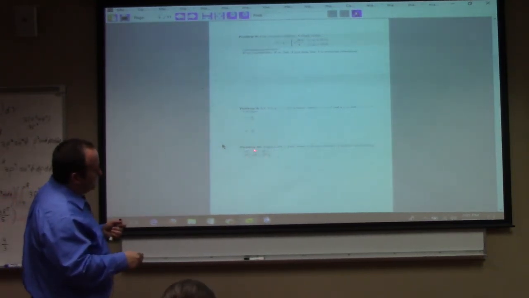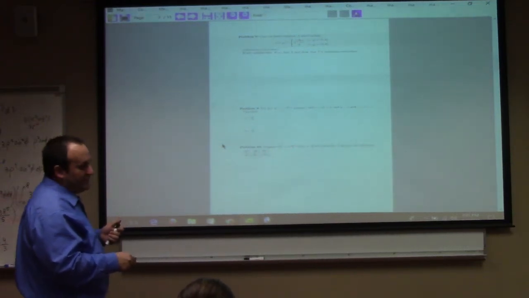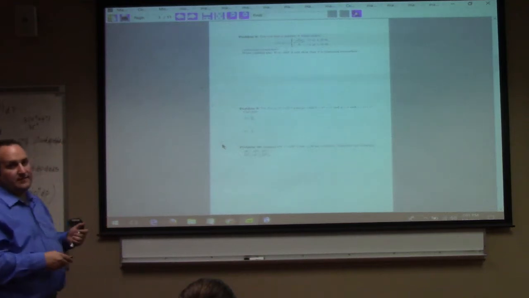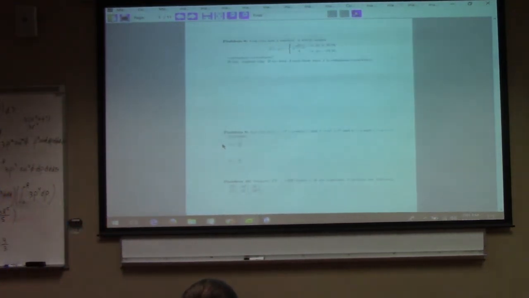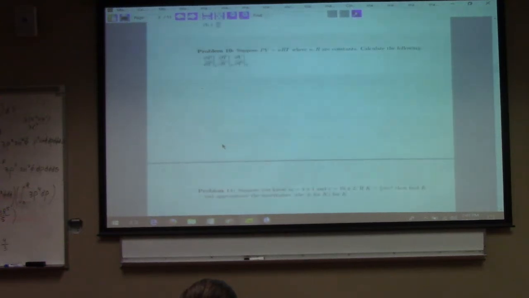The partial p partial t, partial t partial v, partial v partial p for PV equals nRT. What does this work out to? You guys remember? It works out to -1. It works out to -1. It hurts my eyes as well. Sorry about that.